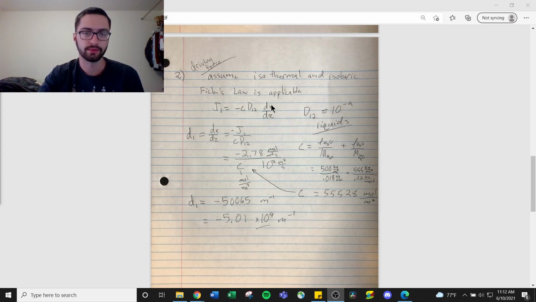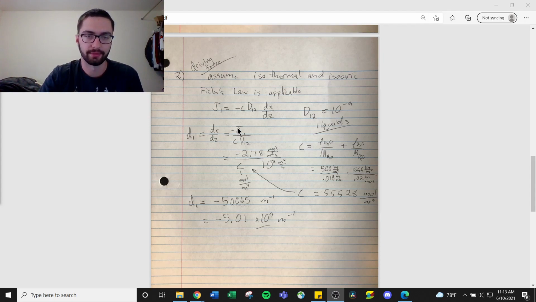So then we want to solve for the driving force, since that's what we want to estimate. When we solve for it, the driving force is equal to the opposite of the molar diffusion flux over the concentration times the coefficient, which is again 10 to the negative 9th meters squared per second. The next step is solving for the concentration, which I did over here to the right. The concentration is equal to the mass concentration of each of the components over the molecular weight of that component, added together. So when you plug in the numbers, 500 over 0.018 plus 555 over 0.02, we end up getting the concentration is 55,528 moles per cubic meter.